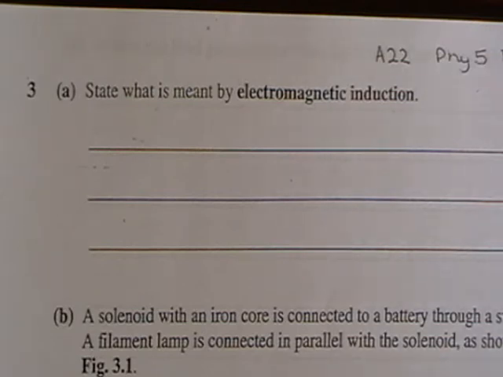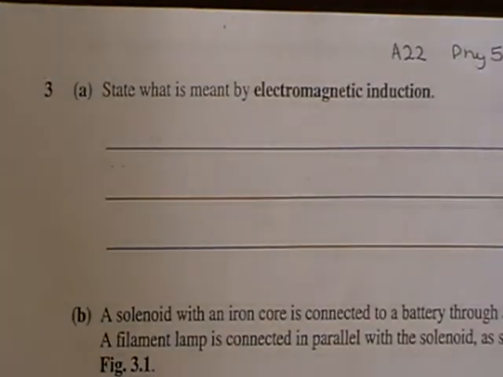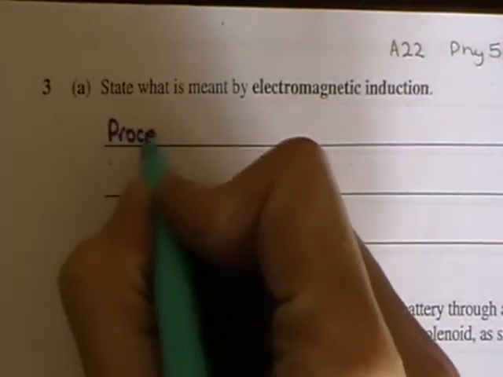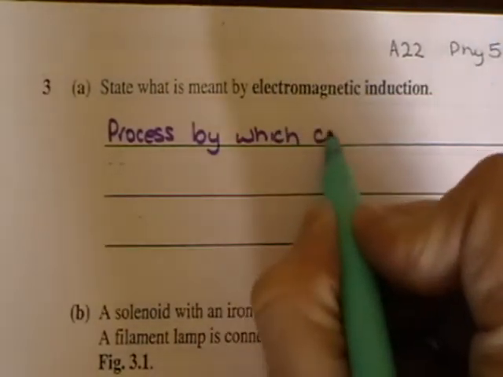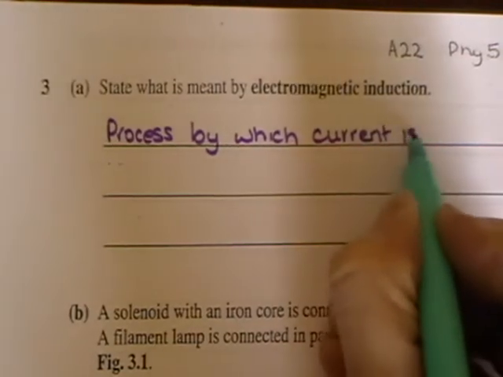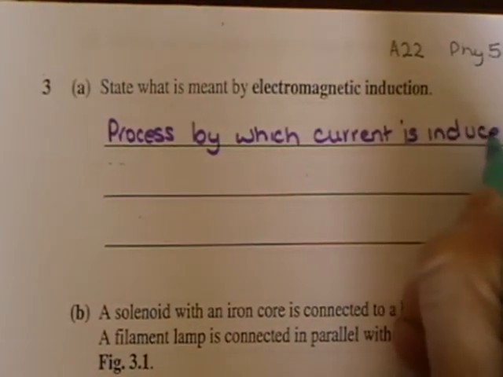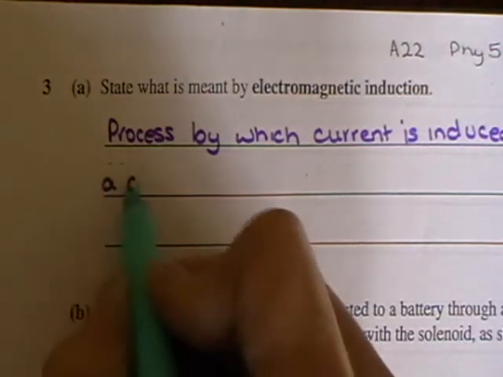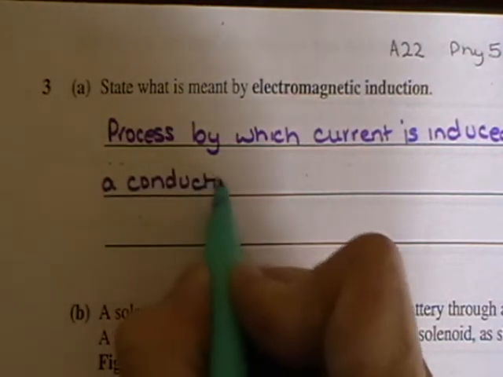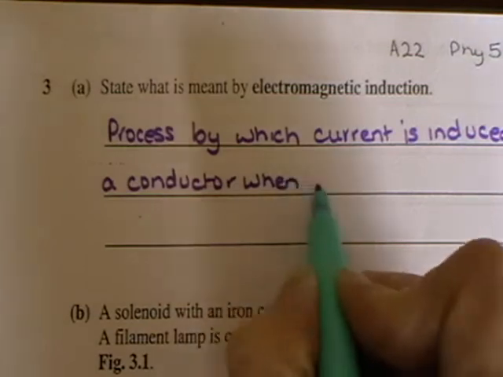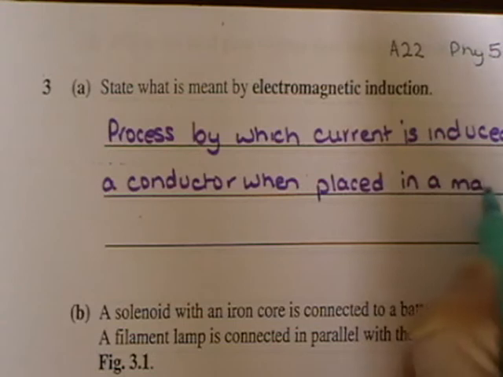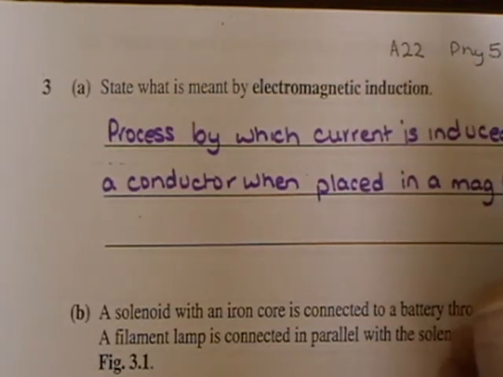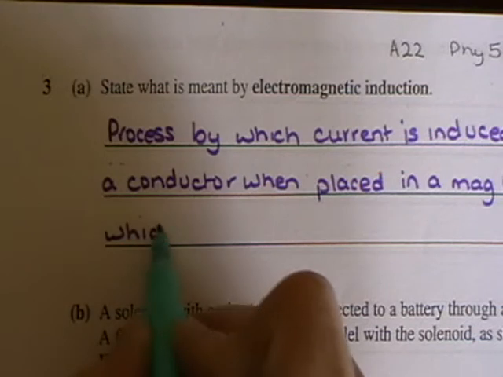So electromagnetic induction is of course a process by which you make electricity, and it happens whenever current is induced in a conductor when placed in a magnetic field which is changing.